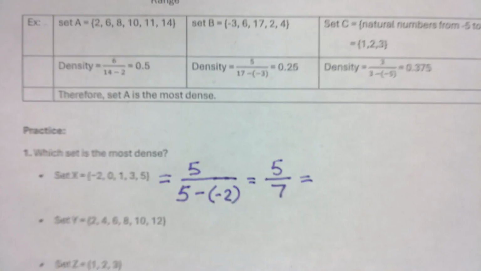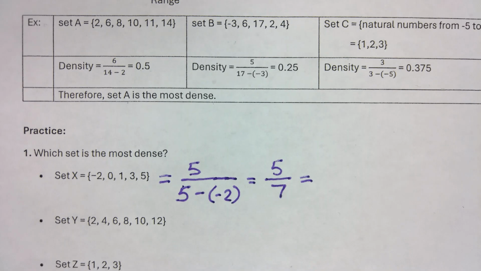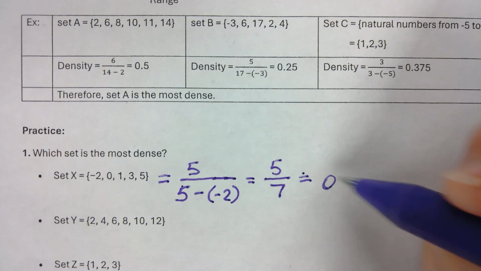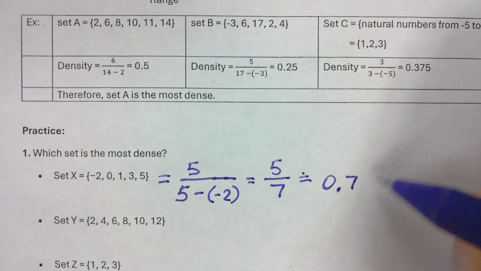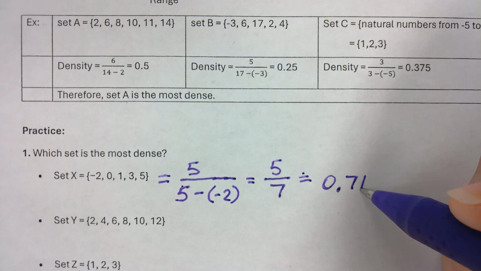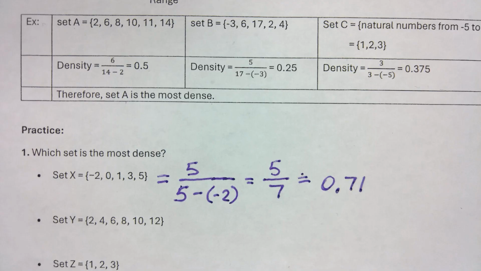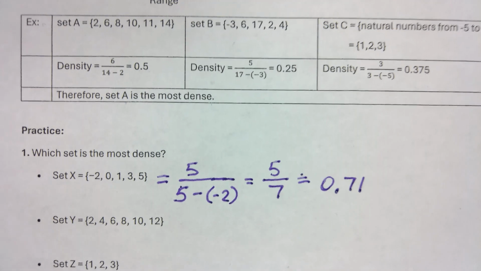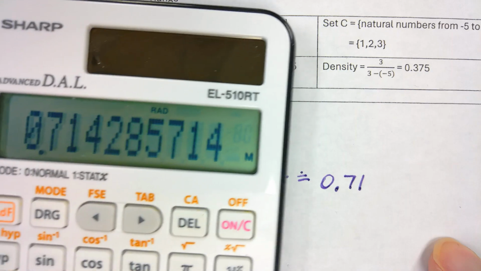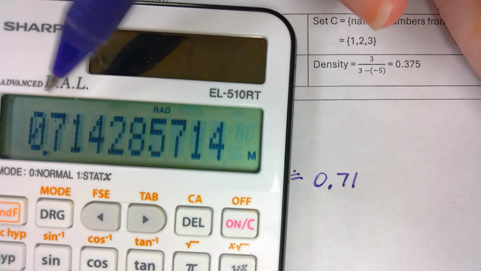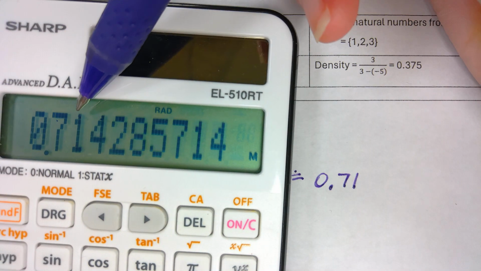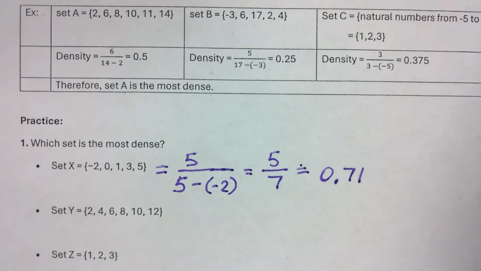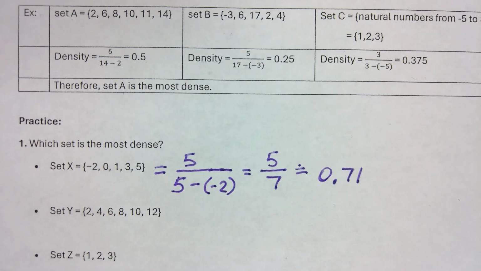So 5 divided by 7. You get about 0.714. Okay, I saw a lot of people put 0.72. Okay, so rounding error. So this was your decimal. So if this is a 4, that means this stays as a 1. So 0.71. Okay, if you were to round to 2 decimal places.